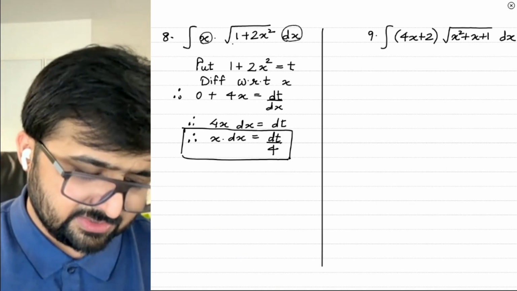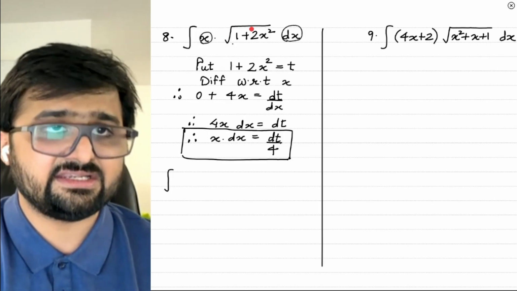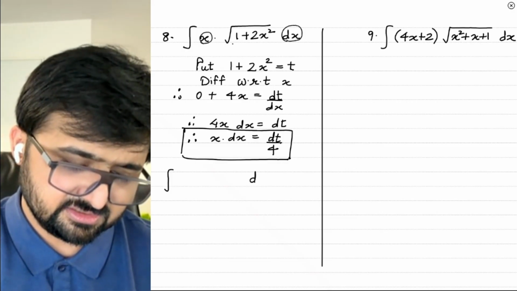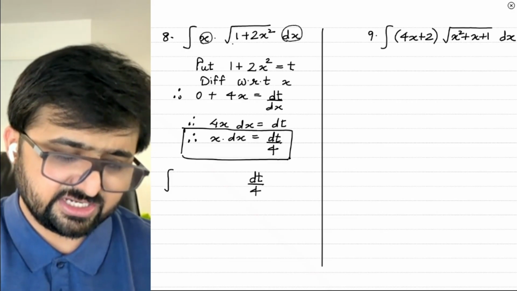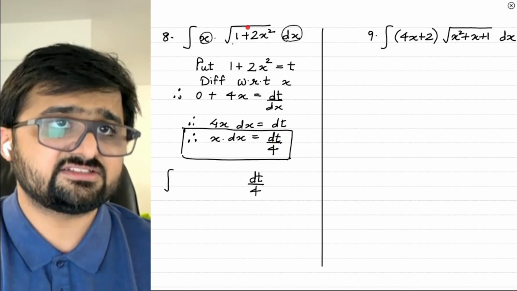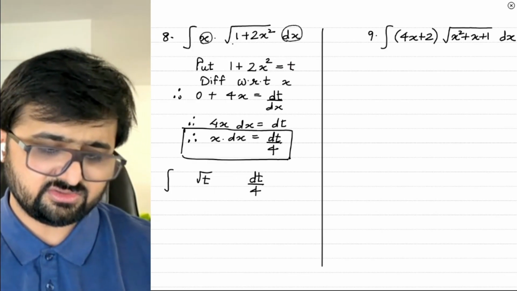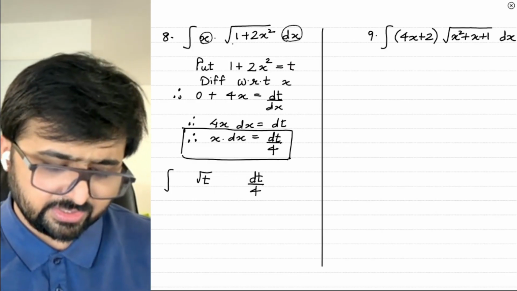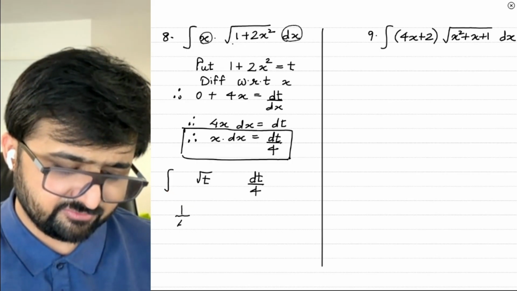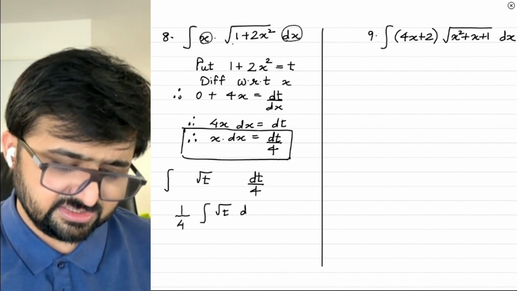Now let's say this is the integral. Let's convert this entire integral in terms of t. So x dx is dt by 4, and this is square root of t. That's my integral. Now this is very simple. This 4 is a constant and can be taken out. So it will become 1 by 4 integration of root t dt.